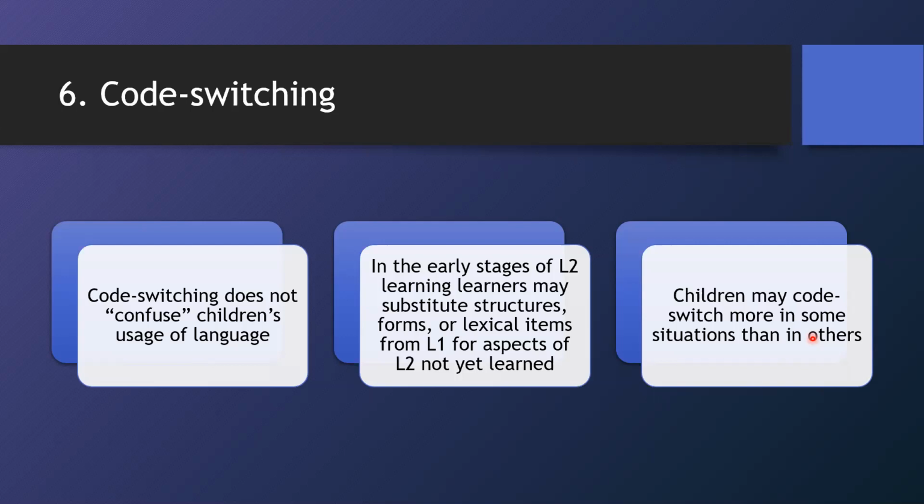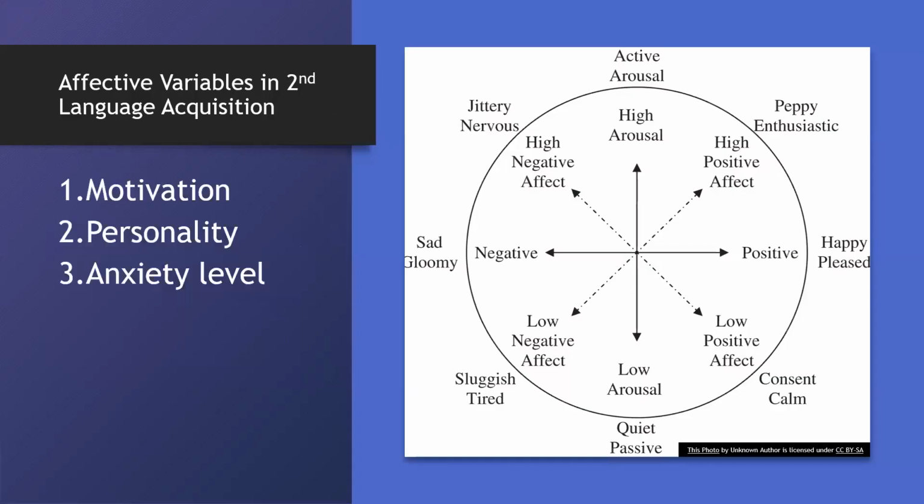All right, so the next part of the chapter actually talks about the affective variables, or the emotional variables, that can influence someone's ability to acquire a second language. There are three that your book talks about, with the first being motivation, and then your personality or temperament, and overall anxiety levels.